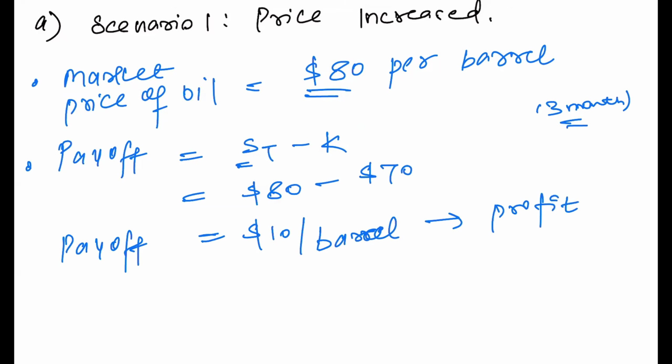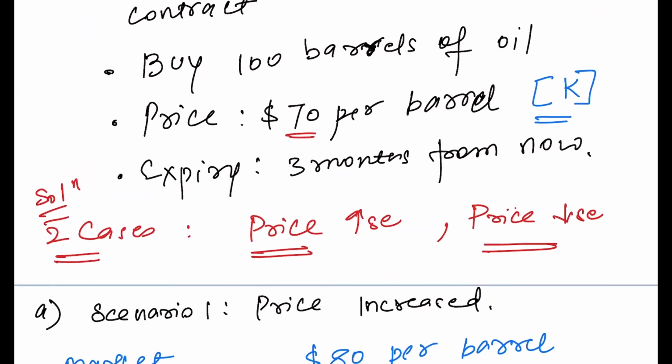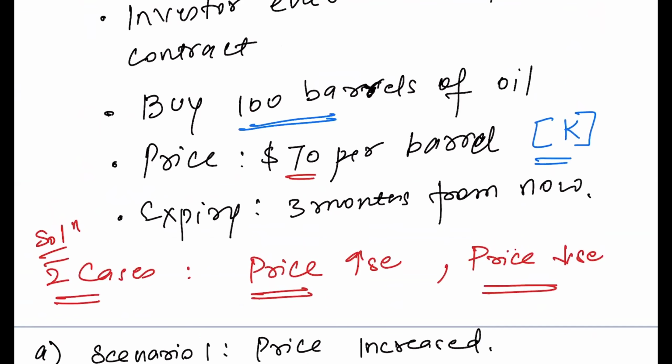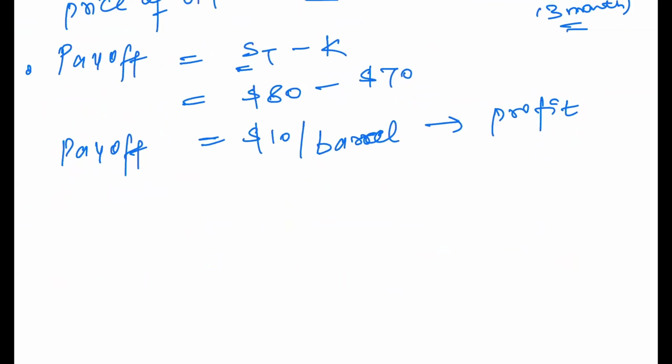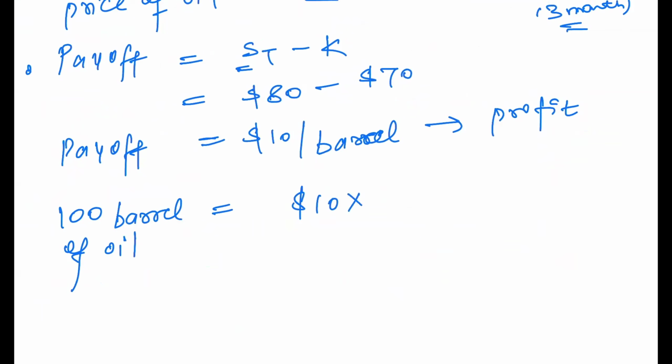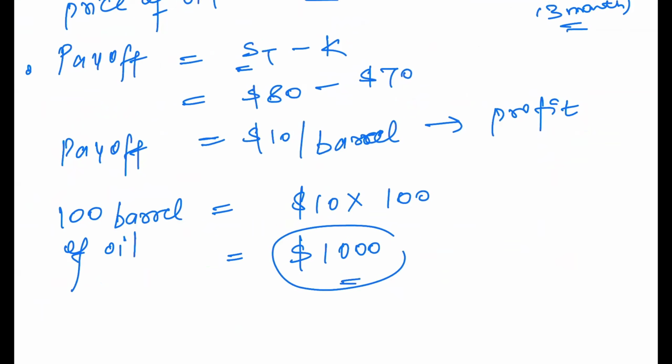And let's say we also said here that he wants to buy 100 barrels of oil. So if you see here, this is per barrel, and the investor wants to buy 100 barrels of oil, right? So in $10, which was per barrel, now we are multiplying this by 100, so this becomes $1,000, right? So in a way, because of this future contract, he was able to make $1,000 on the deal.